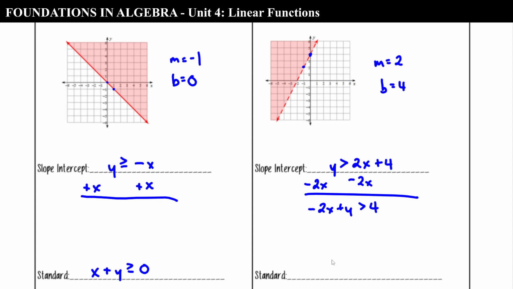And then we multiply everything by negative 1. That's going to give us 2x plus y, or not actually 2x minus y. 2x minus y. Remember, multiplying everything by negative 1, you have to flip your inequality. And you're going to have is less than negative 4.